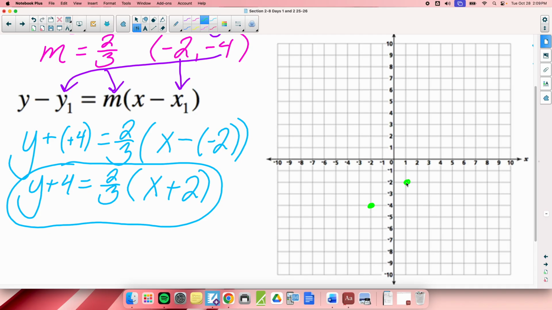So what you're gonna do is you're gonna continue going up 2/3 and putting a point, up 2/3 and putting a point, up 2/3 and putting a point. And then you're gonna grab a ruler if you're doing your assignment and you're gonna draw the best line that you can through this.